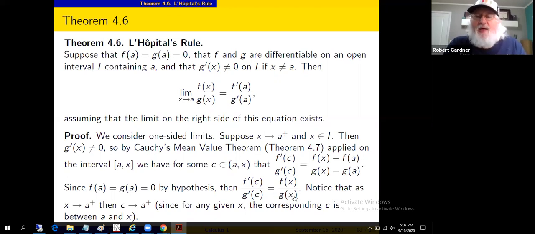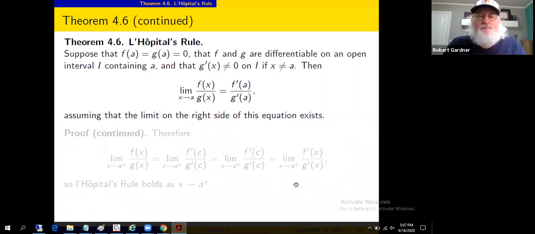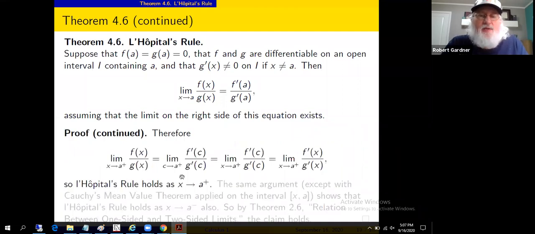All right, so let's do that for this. Okay, so we had f of x over g of x equaled f prime of c over g prime of c. Now we're going to let stuff move. We're going to evaluate limits. So if we take a limit as x approaches a of the left-hand side of that equation, that's the same as a limit as c approaches a of the right-hand side of that equation.